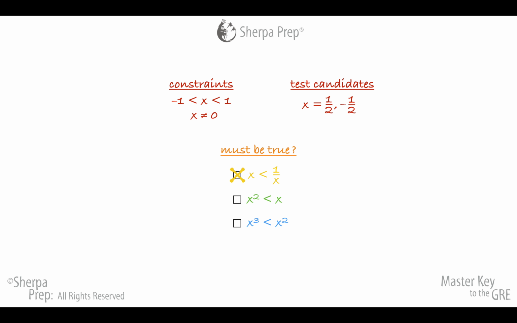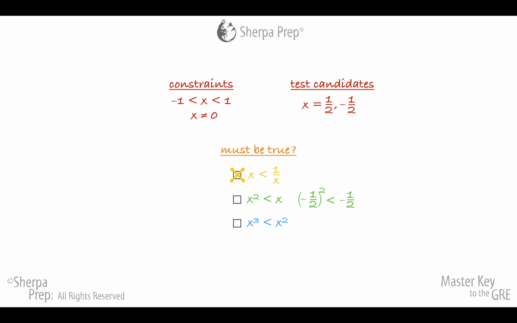Now, in the case of the second statement, when we plug in +1/2, we get the statement 1/2 is greater than (1/2) squared. And remember, when we square 1/2, 1/2 times 1/2 is 1/4. That gives us the statement 1/2 is greater than 1/4. That's true.